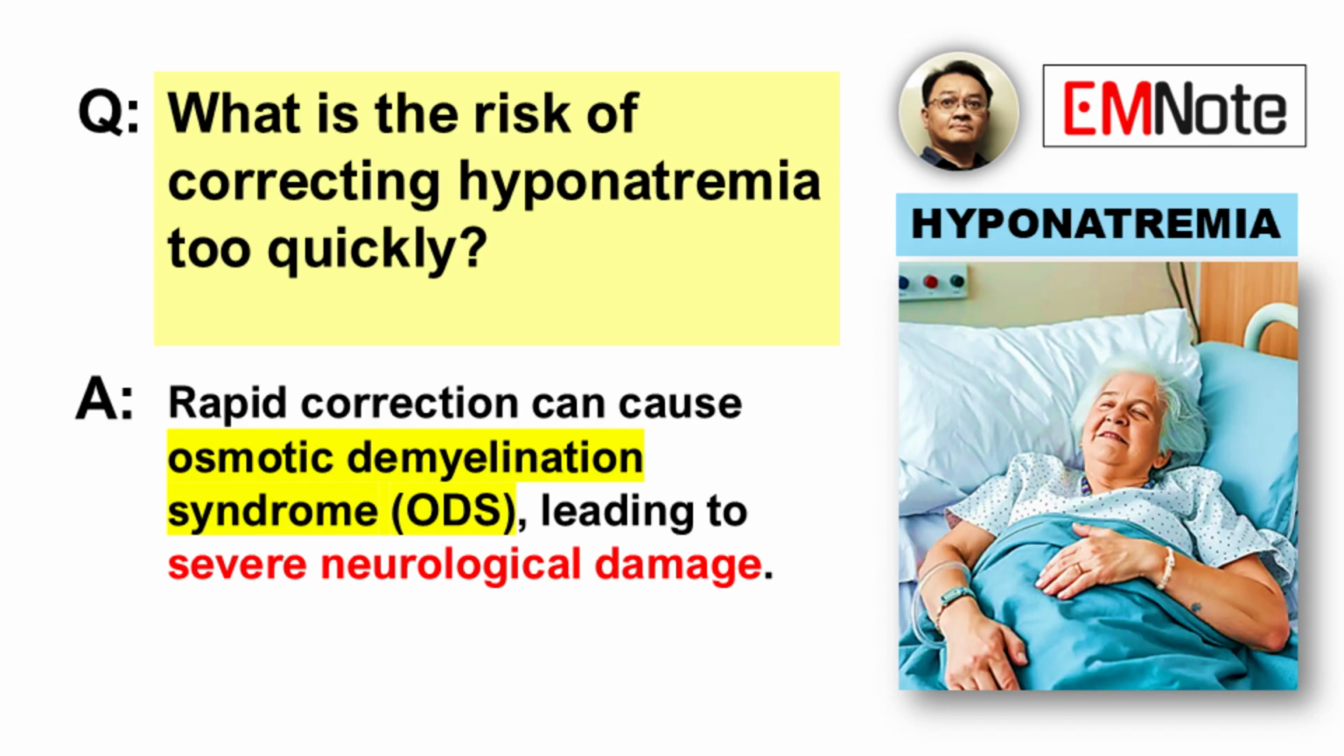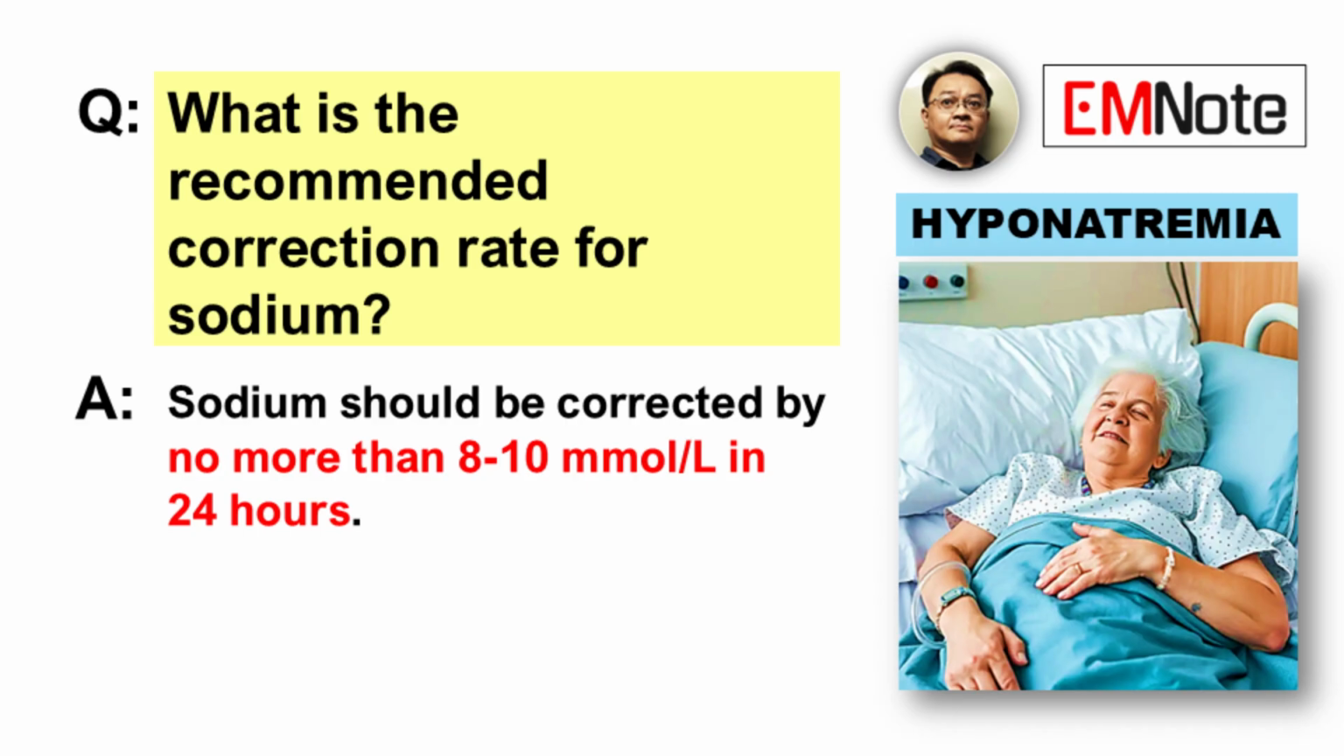One critical aspect is the risk of overcorrecting sodium. What should we be cautious about? Rapid correction, especially in chronic cases, can lead to osmotic demyelination syndrome, a potentially devastating neurological condition. That's why we recommend correcting sodium by no more than 8 to 10 millimoles per liter within 24 hours.